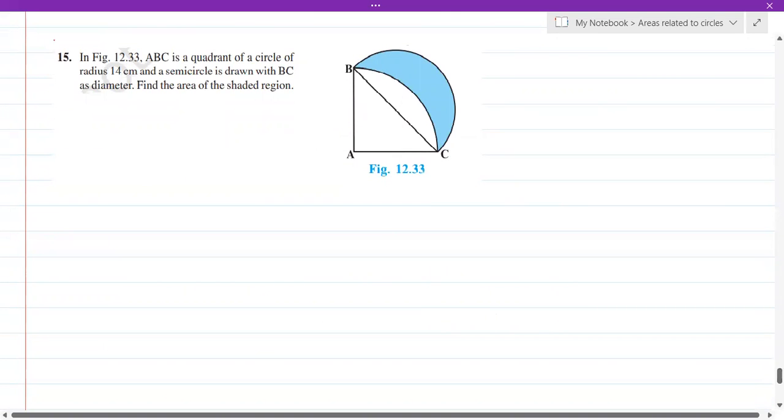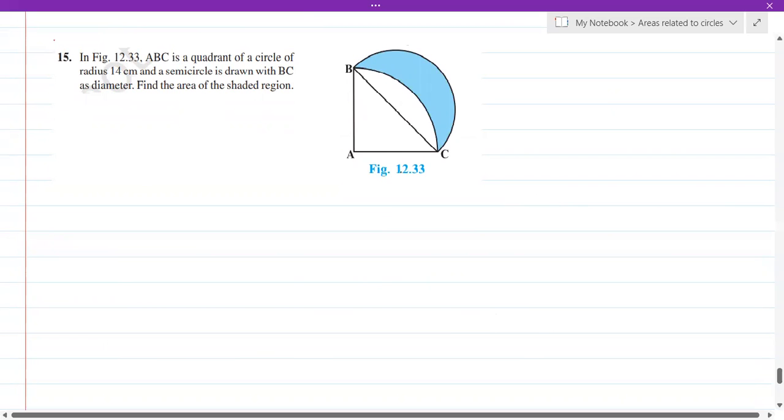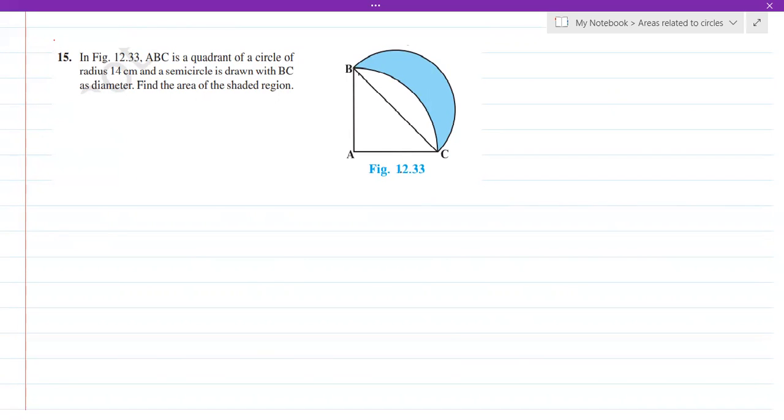So here we have to find the shaded region. Okay, ABC is actually a quadrant. It is given in the question, and a semicircle is drawn with BC as the diameter. Taking this line as the diameter, we have drawn a semicircle. Find the area of the shaded region. Now the semicircle is the biggest semicircle that you can see here. This is the semicircle that is drawn. Now how to find the area of the shaded region? It's very easy.